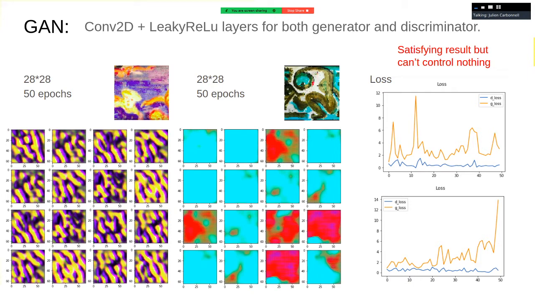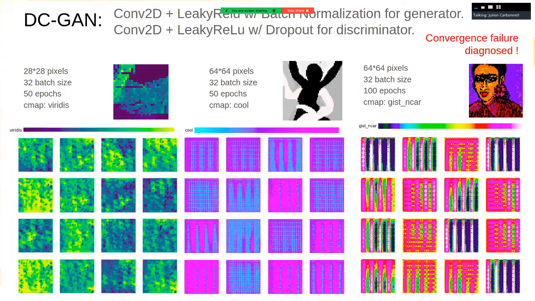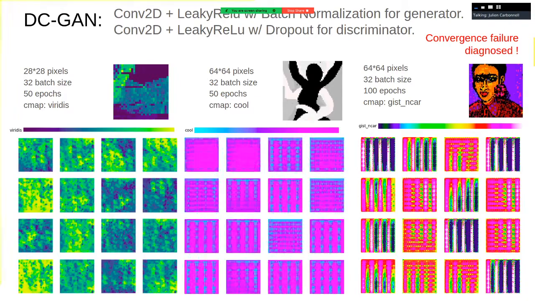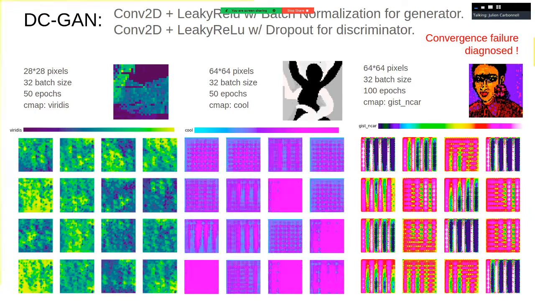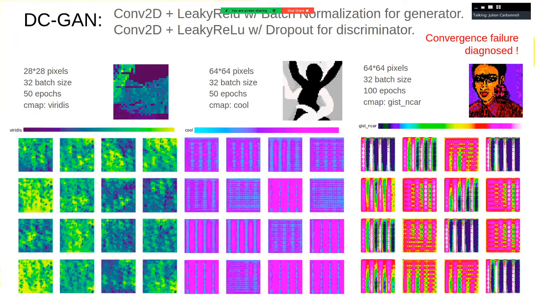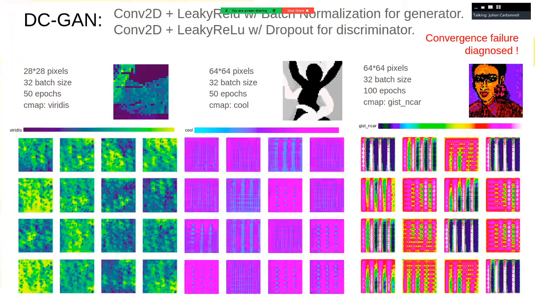And then I tried lots of different, more complex models, which, as you will see, didn't work for different reasons. That's the first one I tried, DC-GAN. It adds batch normalization for the generator and dropout for the discriminator on the conv2D and leaky ReLU layers.